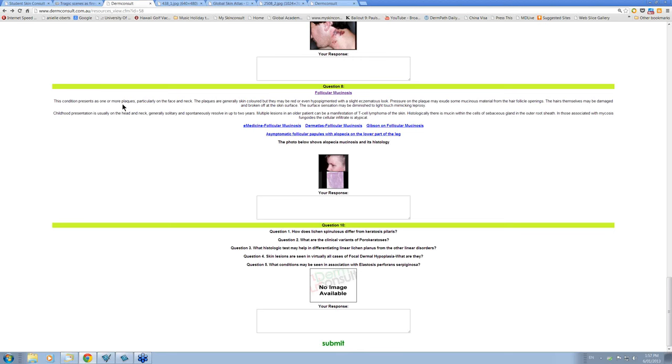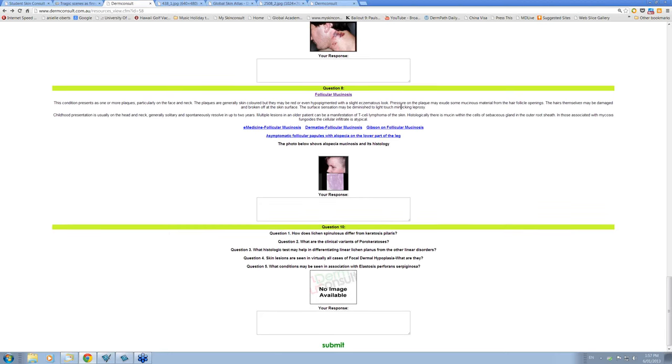It may present as one or more plaques, particularly on the face and neck. The plaques are generally skin-colored, but may be red or even hypopigmented with a slight eczematous look. Pressure on the plaque may exude mucinous material from the hair follicle opening, and the hairs themselves can be damaged, broken off at the skin surface. The surface sensation may be diminished to light touch, mimicking leprosy.